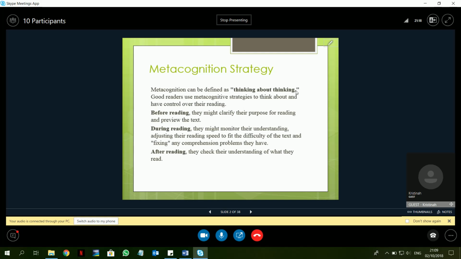But sometimes some people also read for fun. Oh, because I really enjoy when I read a passage. And also during reading, it's very important that, sebentar ya suaranya. So during reading, they might monitor their understanding, adjusting their reading speed to fit the difficulty of the text, and fixing any comprehension problem they have. It is very important too.